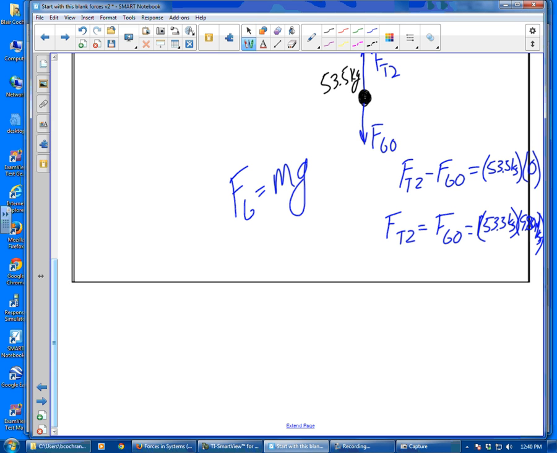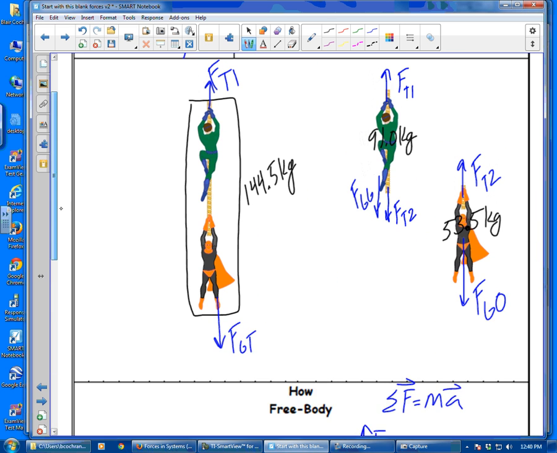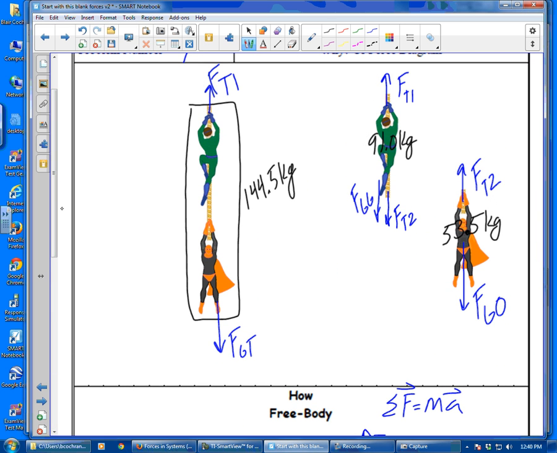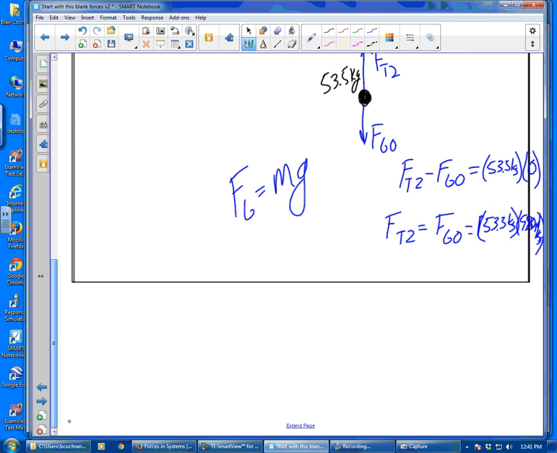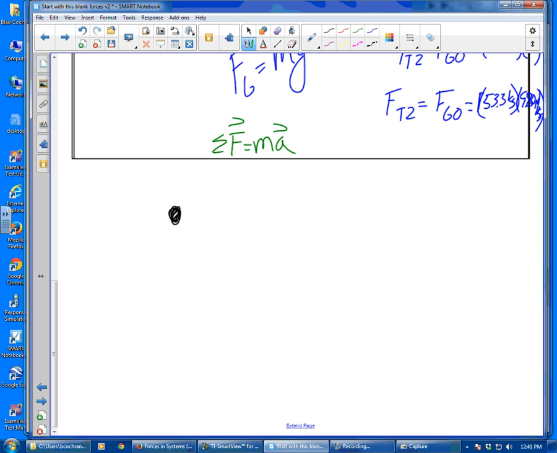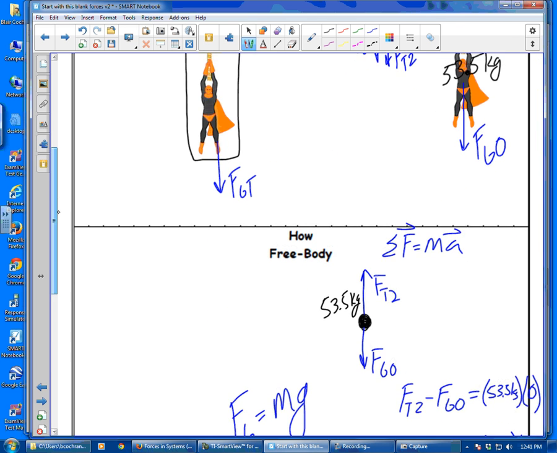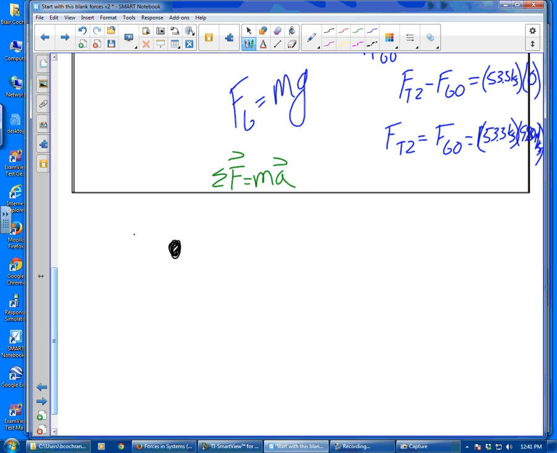Now, do you guys want to do the system or Green Man? Define FT1. Let's do the system. So if we do the system, 144.5.